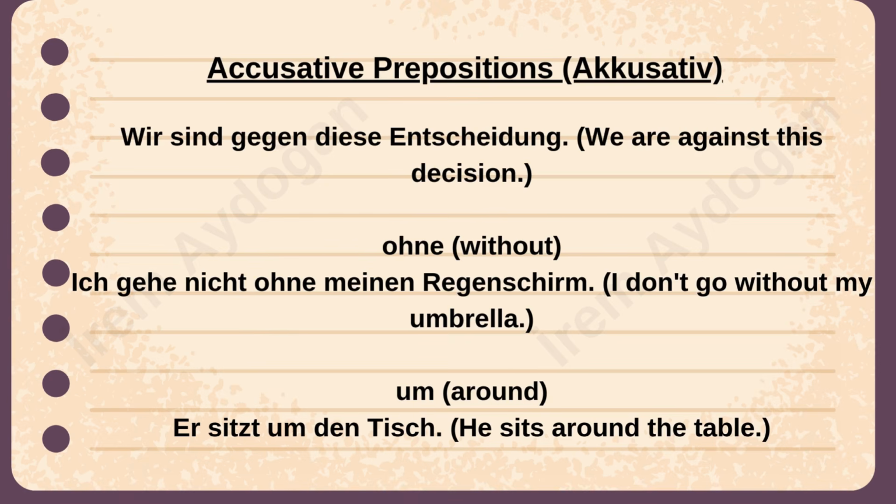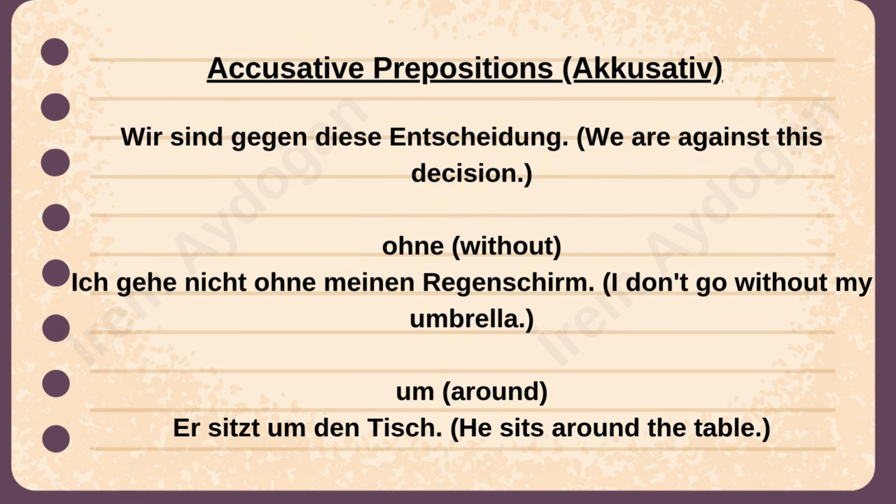And the next one, ohne means without. Ich gehe nicht ohne meinen Regenschirm. I don't go without my umbrella. Meinen Regenschirm here is accusative form. And the next one, um means around. Er sitzt um den Tisch. He sits around the table. Den Tisch is accusative case here.